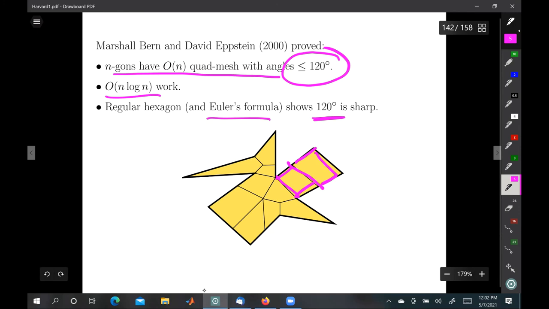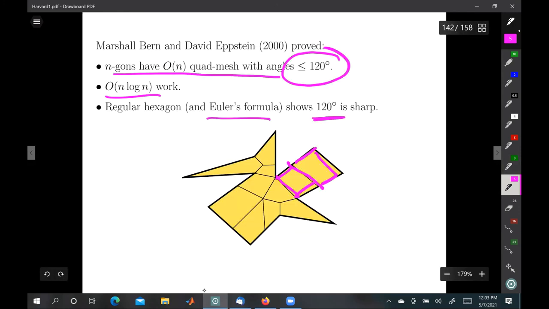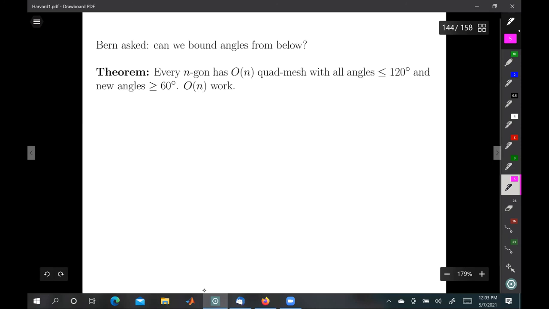So Bern had asked if you could get a lower bound in as well as the upper bound. Now there's a little bit of a thing here that if you have a very small angle, like maybe that's 10 degrees here, you can't make it bigger. That small angle has to remain. You can't get rid of it. But what you can ask is that all the new angles you form have a lower bound. And I was able to prove this using the conformal mapping theorem, which I showed you earlier. So what I could prove is that every n-gon has a quad mesh which has the same upper bound, and all the new angles that you form are at least 60 degrees.